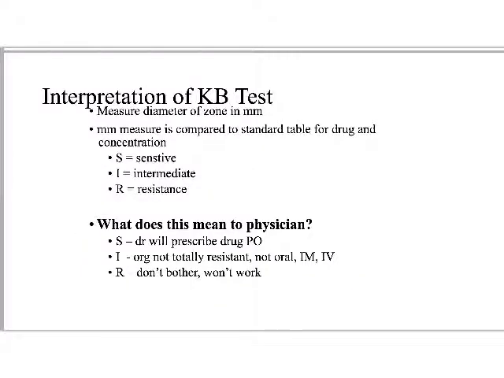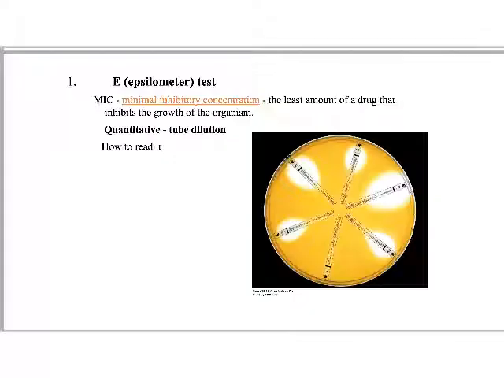Okay, when you interpret the Kirby-Bauer test, what you do is you just measure the zone of inhibition in millimeters, and then you determine whether it's sensitive, intermediate, or resistant. So if it's sensitive, the doctor can give it orally. If it's intermediate, you probably don't want to give it orally. You won't be able to get enough drug in, but you can do IM or IV. And if it's resistant, it's not worth it to try that drug.